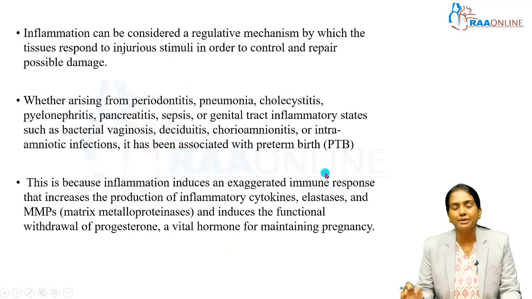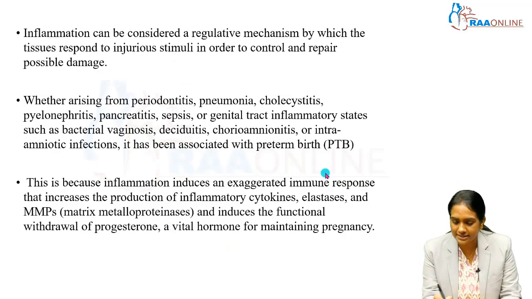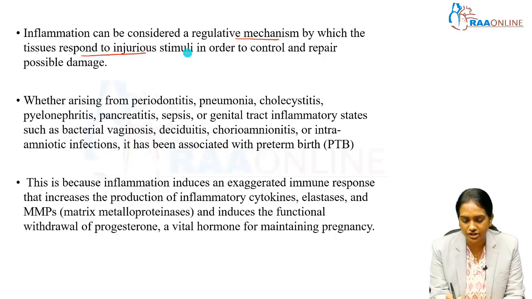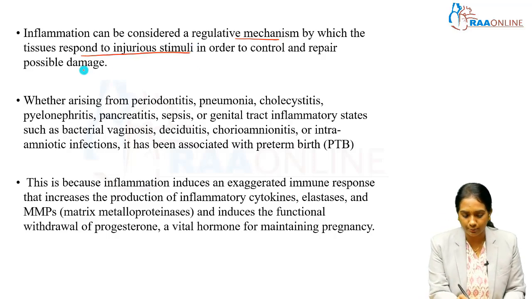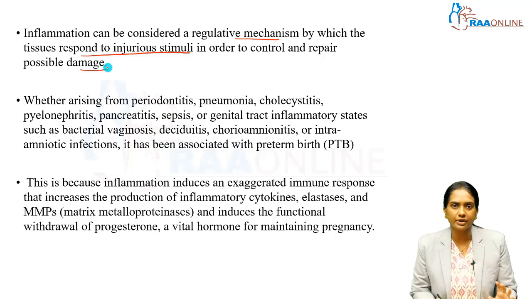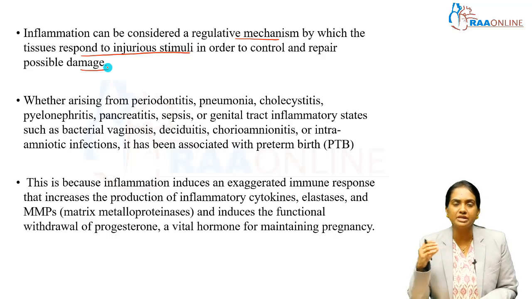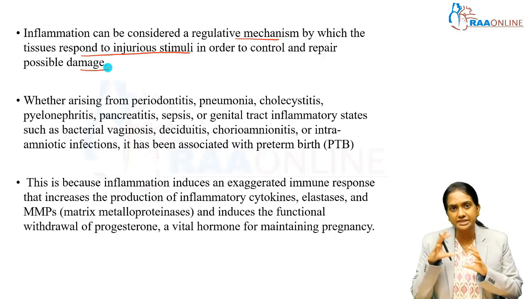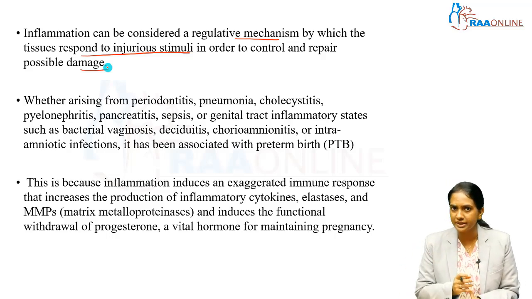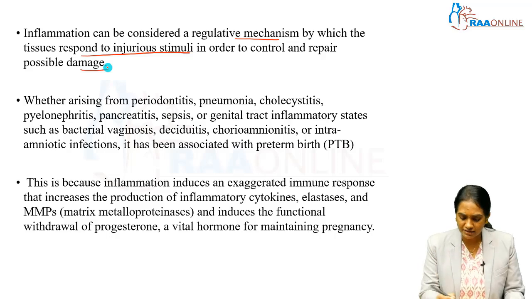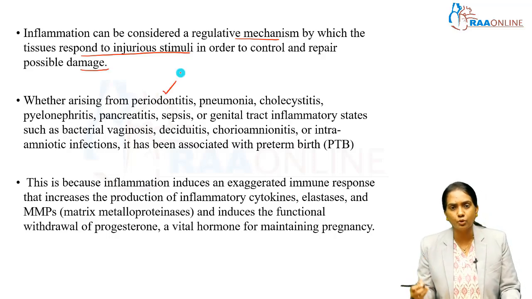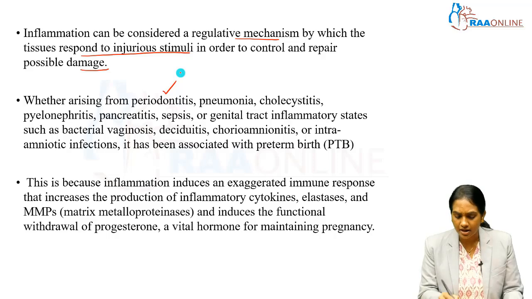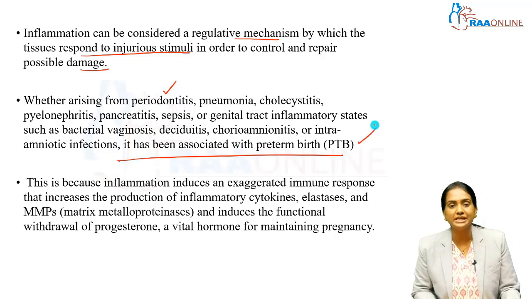So inflammation can be considered as a regulative mechanism by which the tissue responds to injurious stimuli in order to control and repair the possible damage. So inflammation is a protective mechanism. Whenever there is infection, whenever destruction occurs to the tissue, it serves as a protective mechanism, and the first process of repair of a tissue is going to be inflammation. Whether arising from extrauterine infections like pneumonia, cholecystitis, pyelonephritis, all this has been associated with preterm labor.